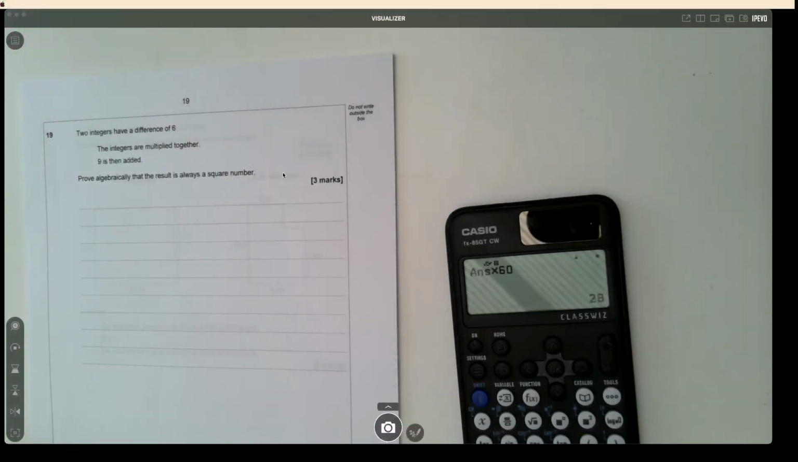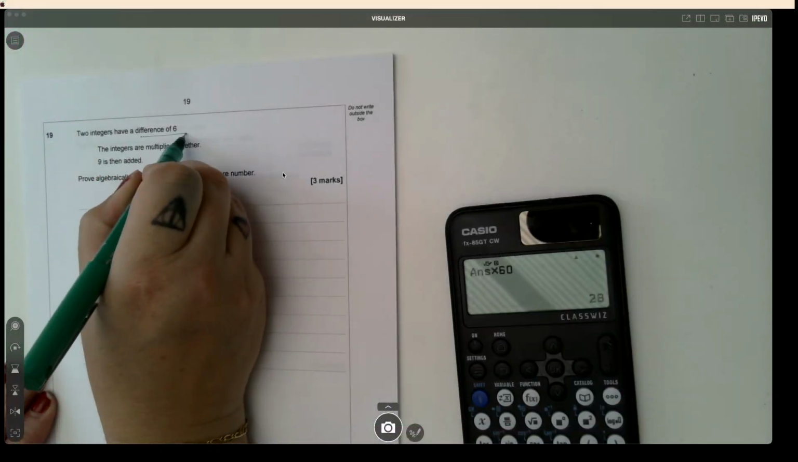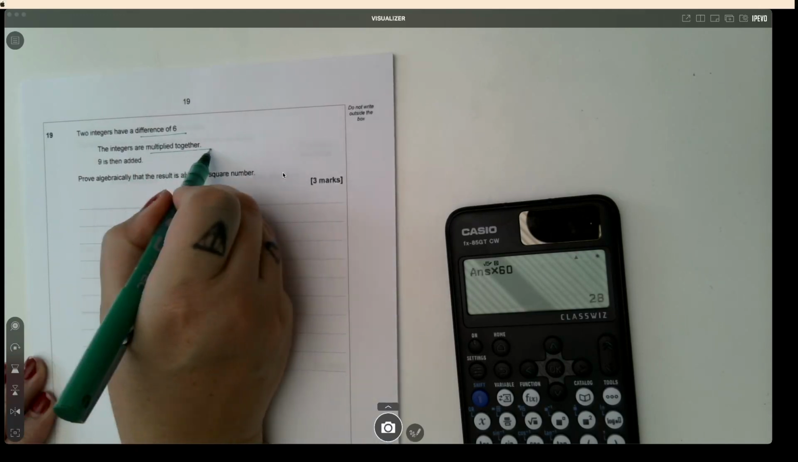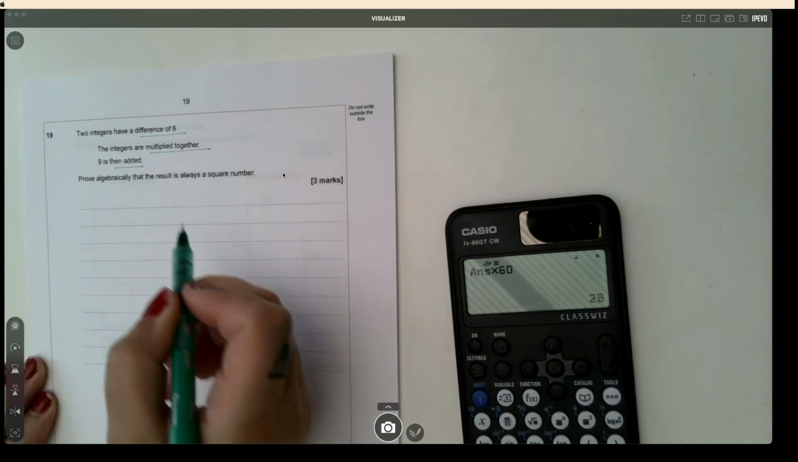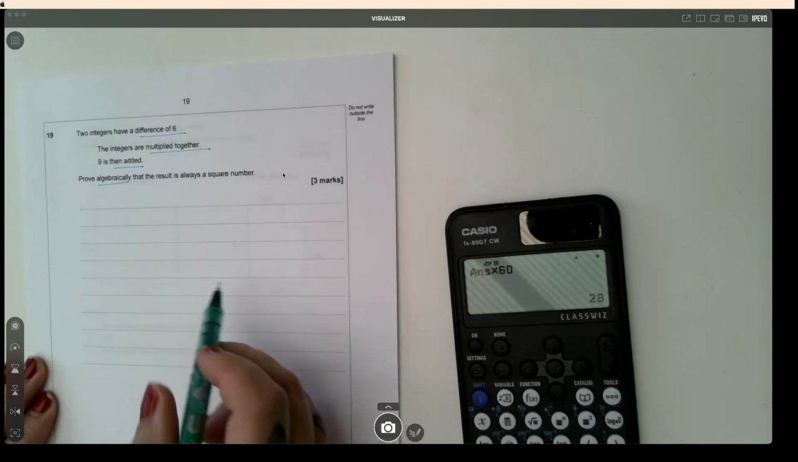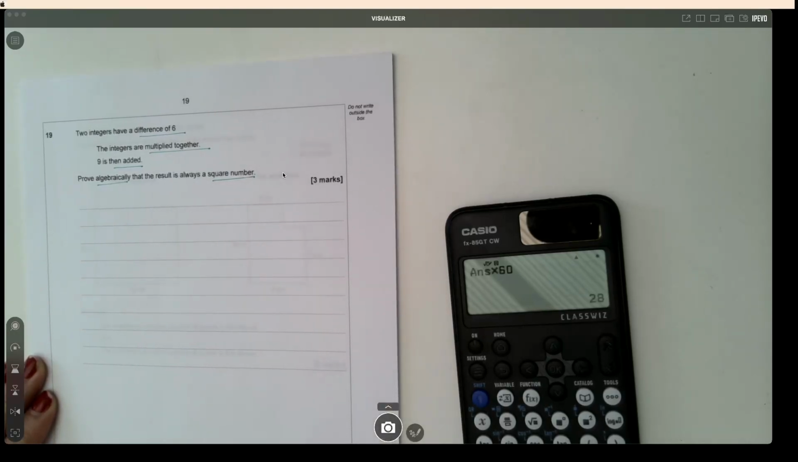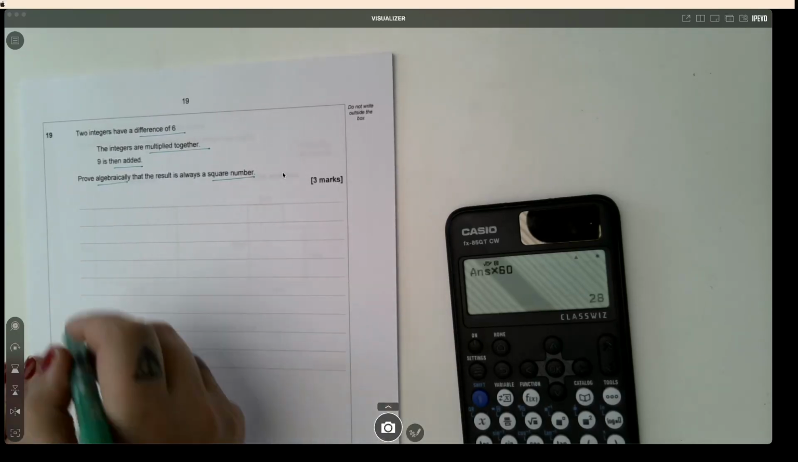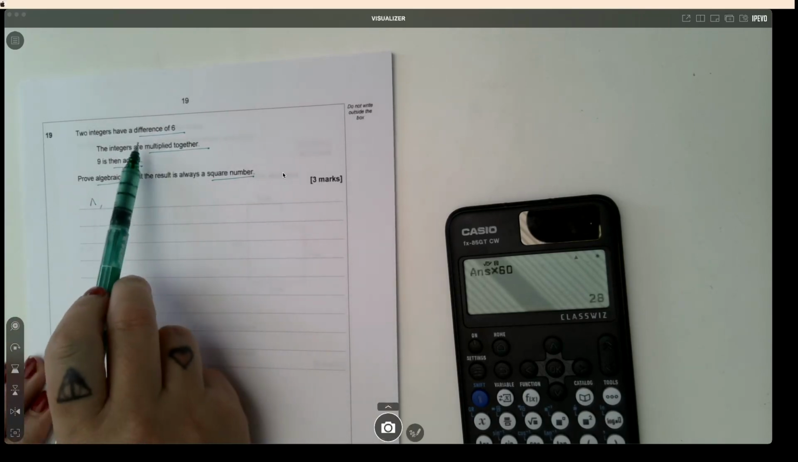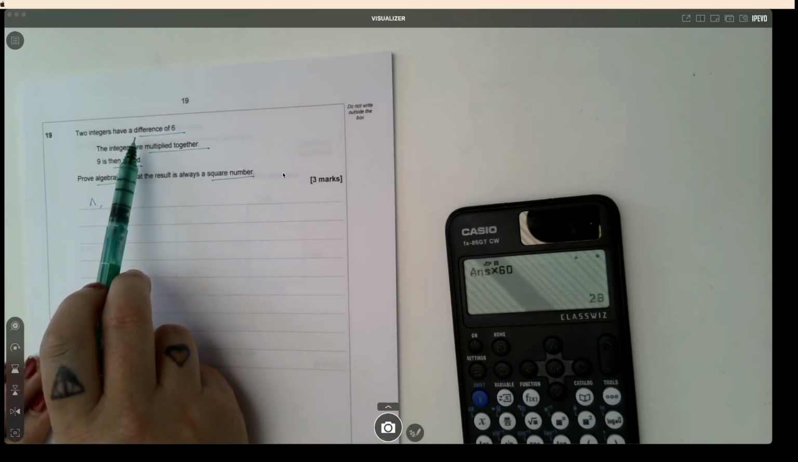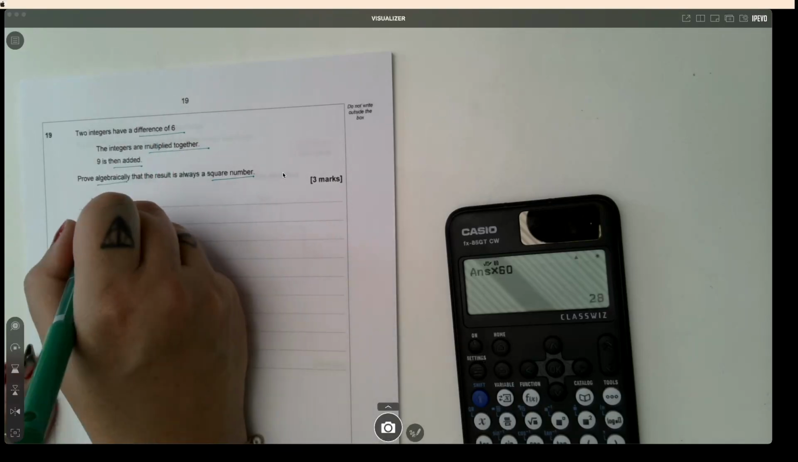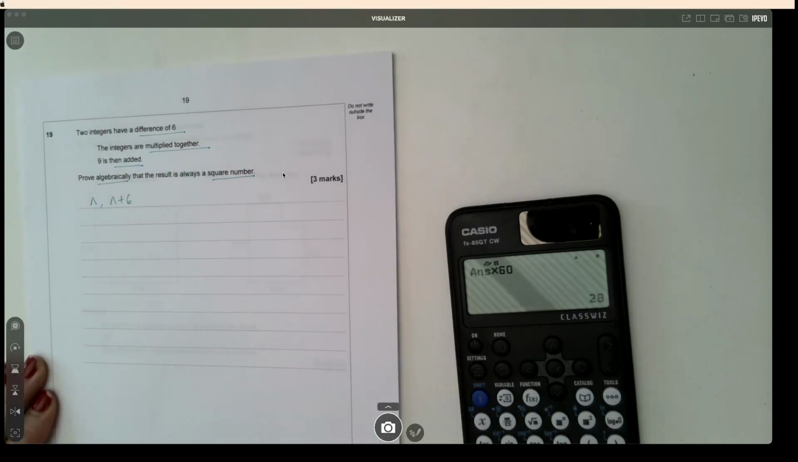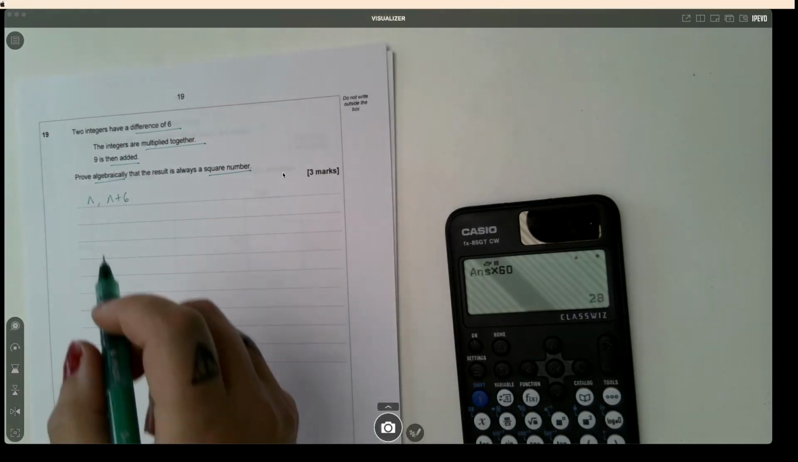Question 19. Two integers have a difference of 6. The integers are multiplied together. 9 is then added. Prove algebraically that the result is always a square number. So we have two integers, so let's use n. And then we need to use another representation for an integer where they have a difference of 6. So let's use n plus 6. So that's an integer that's 6 more than n.